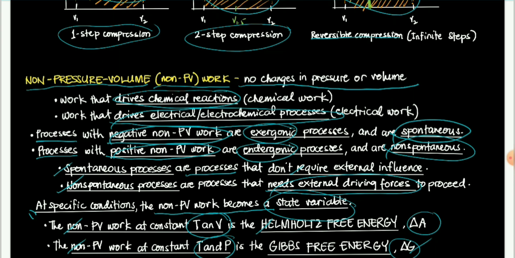Okay? So yun yung mga state functions na nag-a-arise kapag meron na tayong specific conditions of temperature, pressure, and volume dun sa ating process. Okay? So again, yung non-PV work in general, it's a path function. Pero yung delta A and delta G, okay, yung Helmholtz at Gibbs free energy, sila ay mga state functions kasi sila ay nasa specific conditions lang ng inyong process. Okay? Nag-a-arise lang sila at specific conditions of temperature, pressure, and volume.